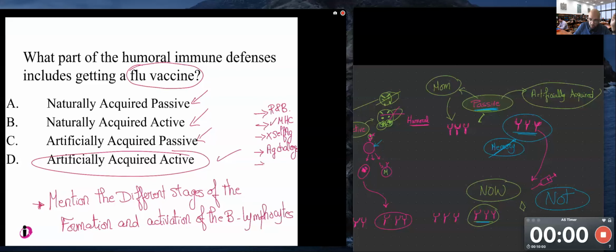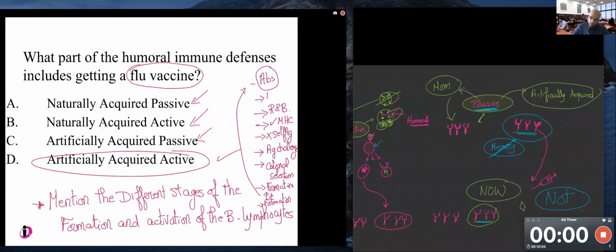Antigen challenge is going to be followed by the clonal selection. This is going to result in formation of plasma cells and formation of the memory B cells. Plasma cells, please mention also that they are going to be responsible for the production of the immunoglobulins, in a primary immune response. So those are the stages.